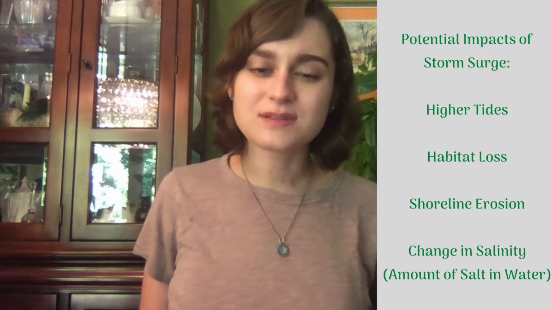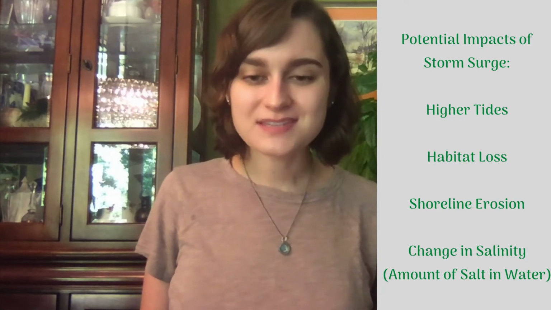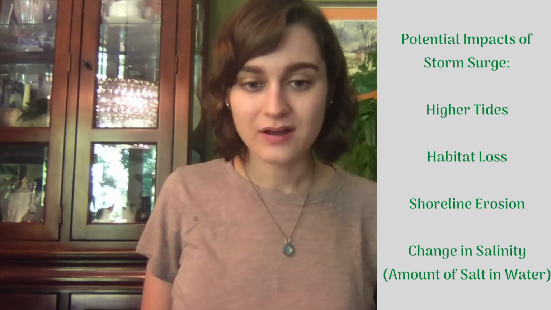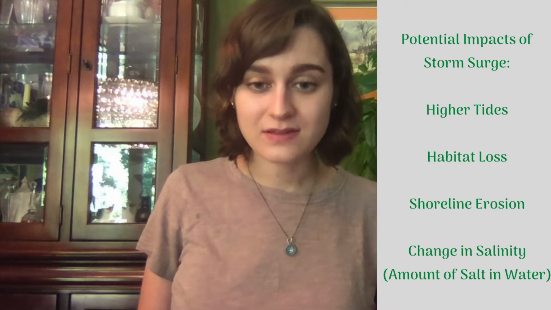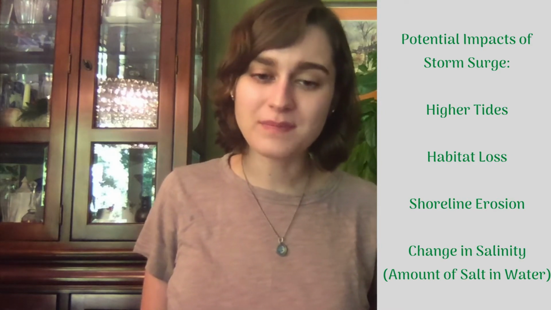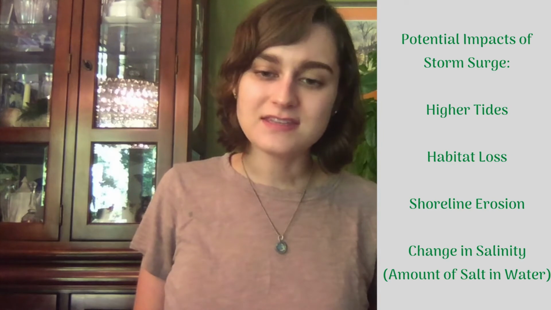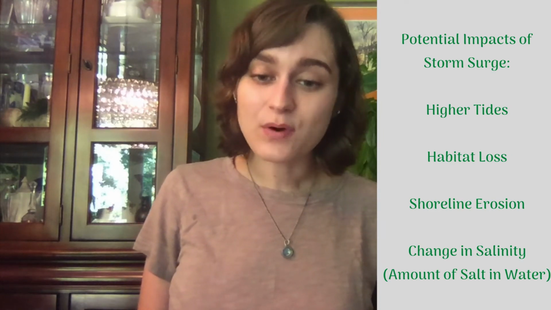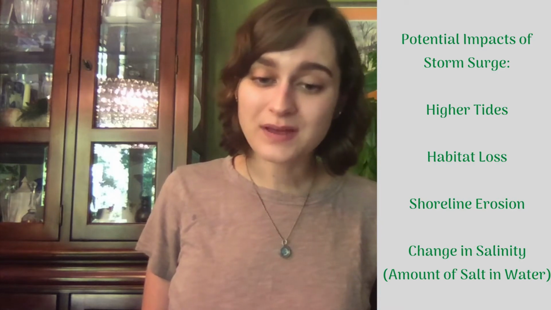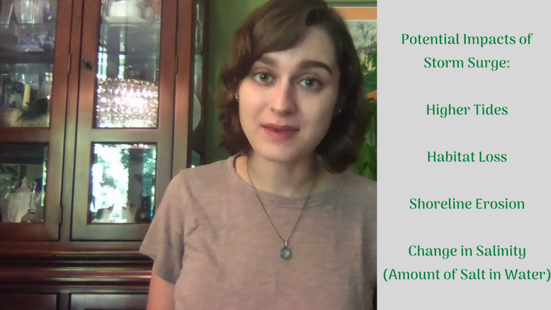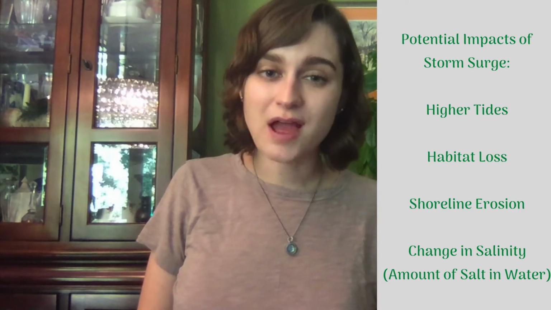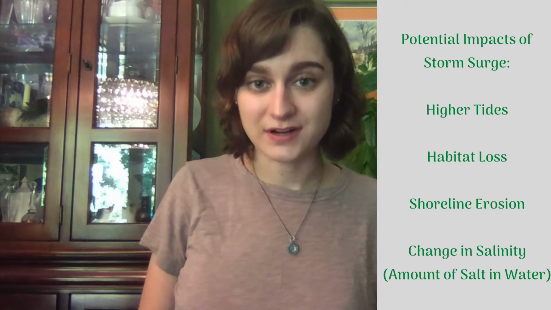Here in Yonkers, the water is brackish, which is a mix of fresh and salty water. When a storm surge comes, the winds can push salt water from the ocean up the river. This changes the amount of salt in the Hudson very suddenly. Some organisms living in the river can quickly adjust to this change, while others cannot and may die because of it. Storm surges can erode shorelines and move around sediment because of strong waves and currents.